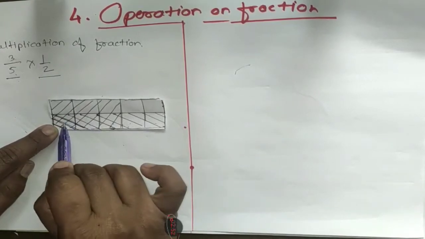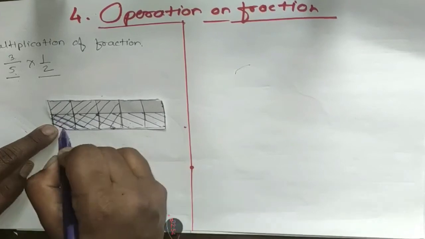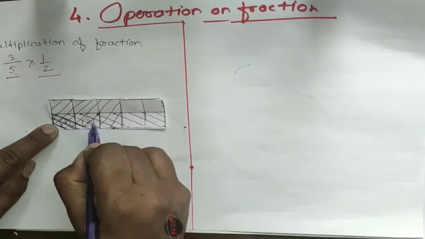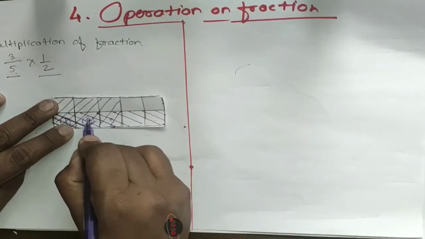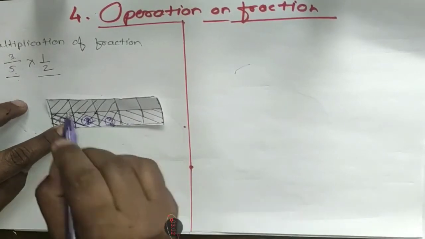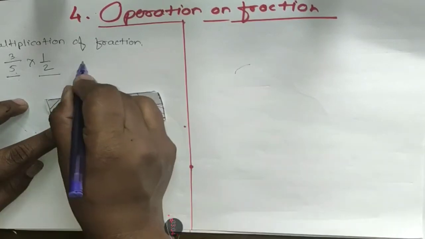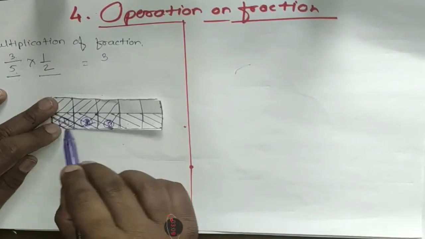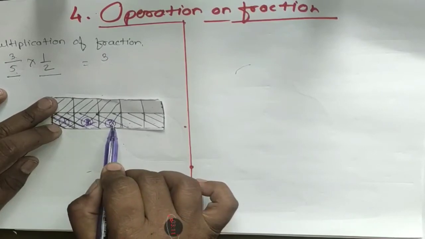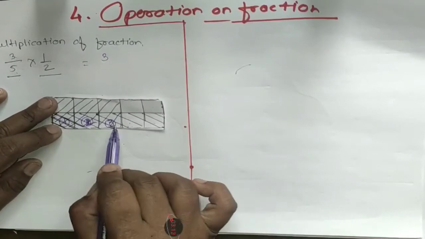Both colors are present in which parts? 1, 2, 3. These 3 rectangles show the same color. So this is the answer. How do we have to write its answer? Here it is 3, but this 3 shows both colors. This 3 part shows both the colors.